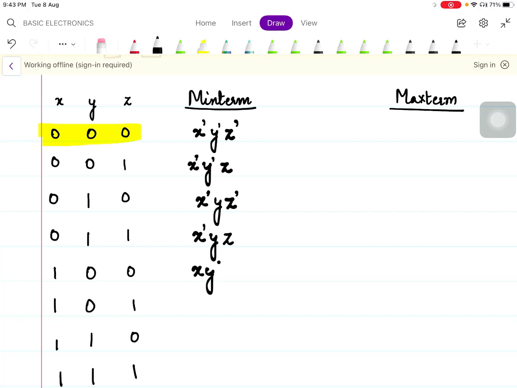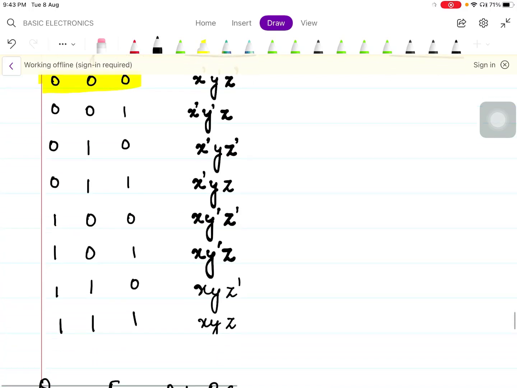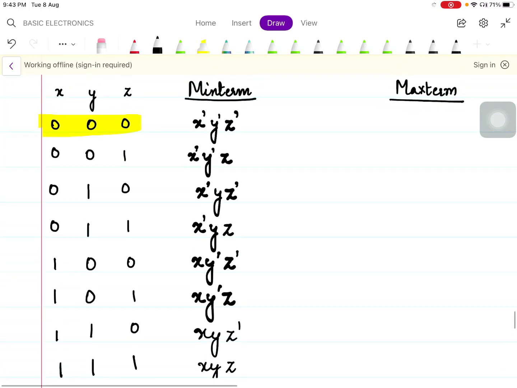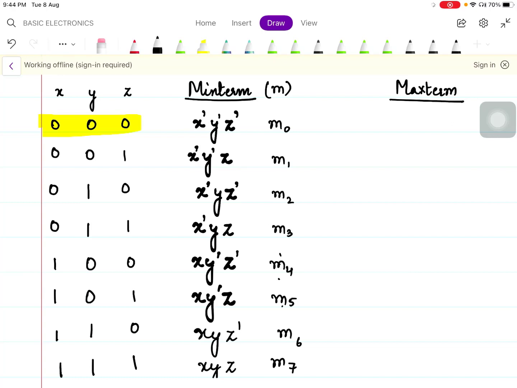Then x, y bar, z bar. Then x, y bar, z. Then x, y, z bar. And the last one will be x, y, z because all were 1. So they will occur in their true form. And we denote the minterms by small m. There are eight combinations, so they will range from 0 to 7. So it will be m0, m1, or you can say minterm 0, minterm 1. So these are the minterms.